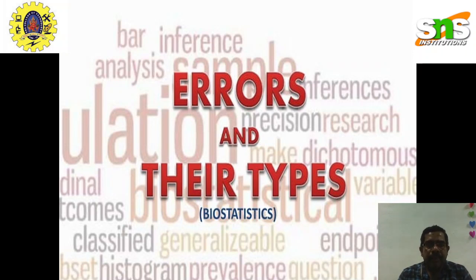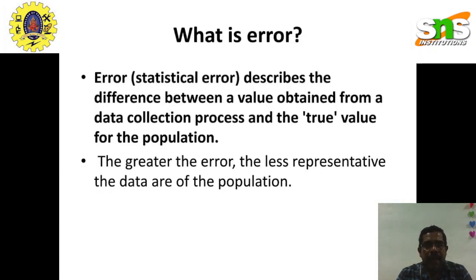So this month we are going to see another new topic in data analytics called errors and their types. Errors may occur everywhere. When we collect data, such an error is called a statistical error. A statistical error describes the difference between a value obtained from the data collection process and the true value for the population.